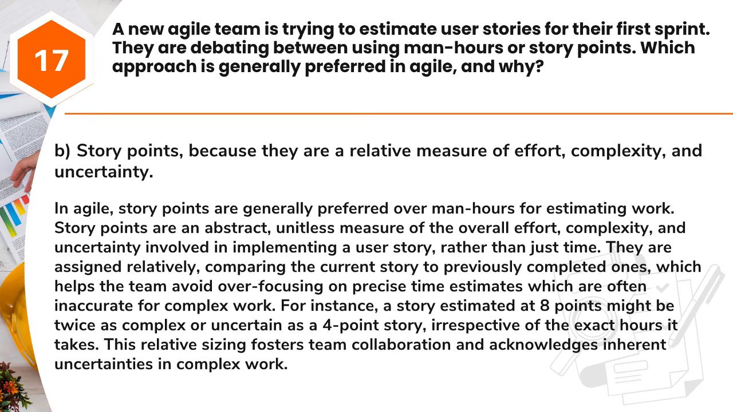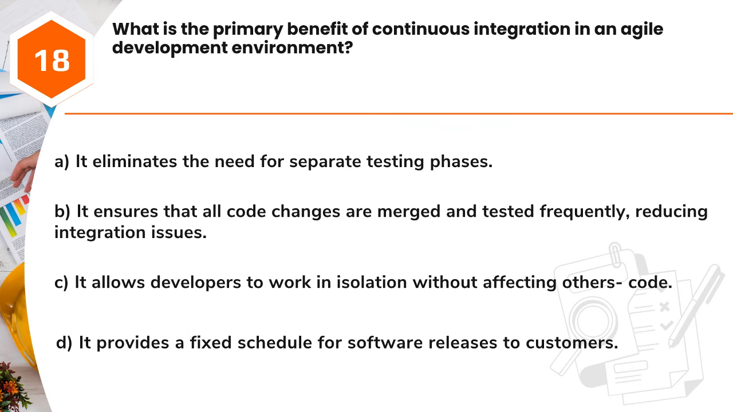For instance, a story estimated at 8 points might be twice as complex or uncertain as a 4-point story, irrespective of the exact hours it takes. This relative sizing fosters team collaboration and acknowledges inherent uncertainties in complex work. Question 18.